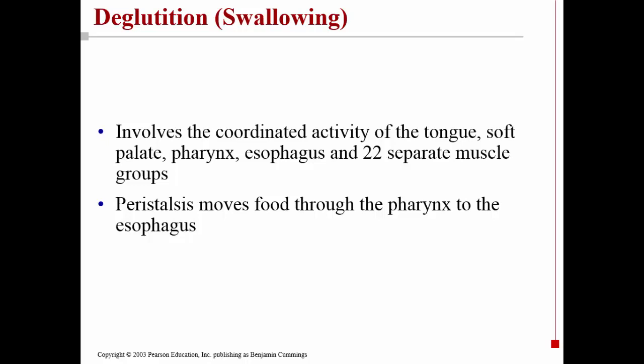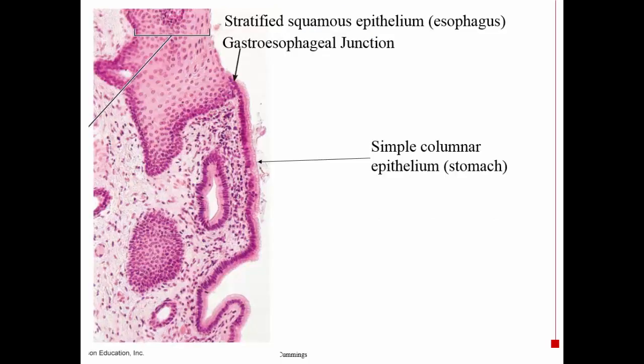The next place that food is going to go is to the stomach. How long does it take? Well, if it's solid food, it takes about 4 to 8 seconds to go from your mouth to your stomach. But if it's fluid, it only takes 1 to 2 seconds. You might recognize this slide because it's one that you had looked at during your lab on the digestive system.